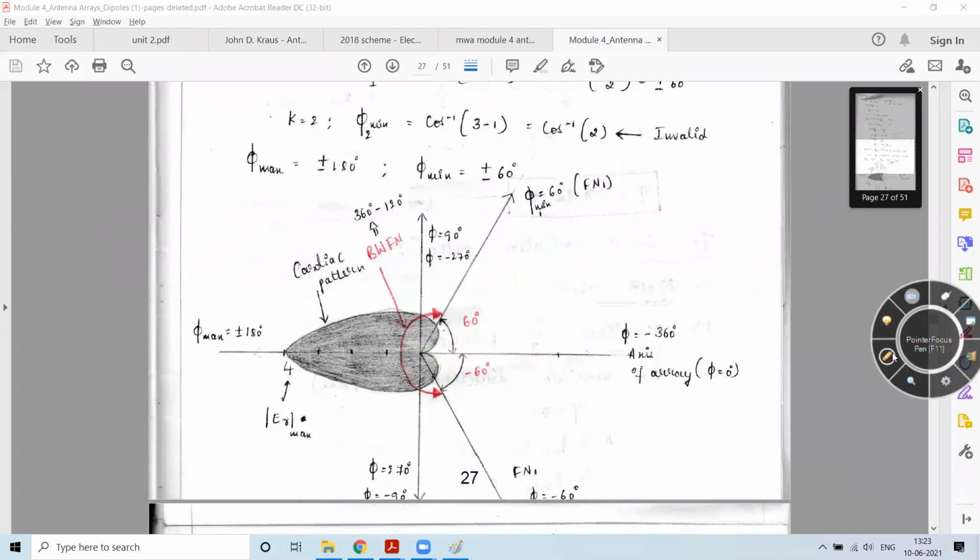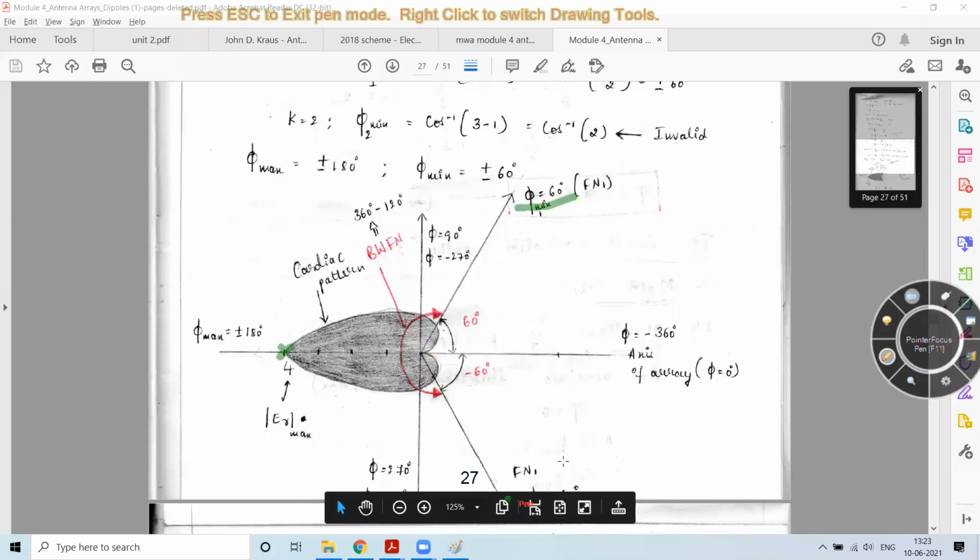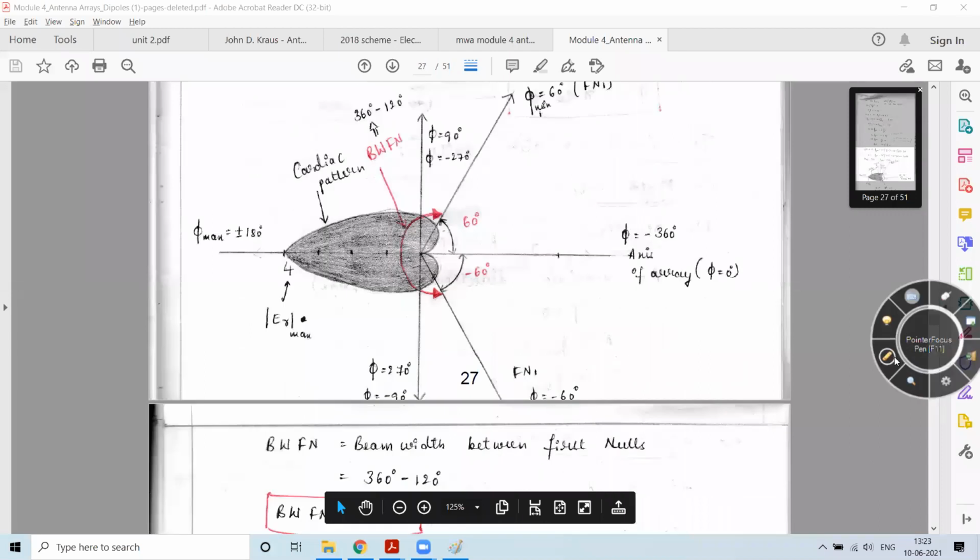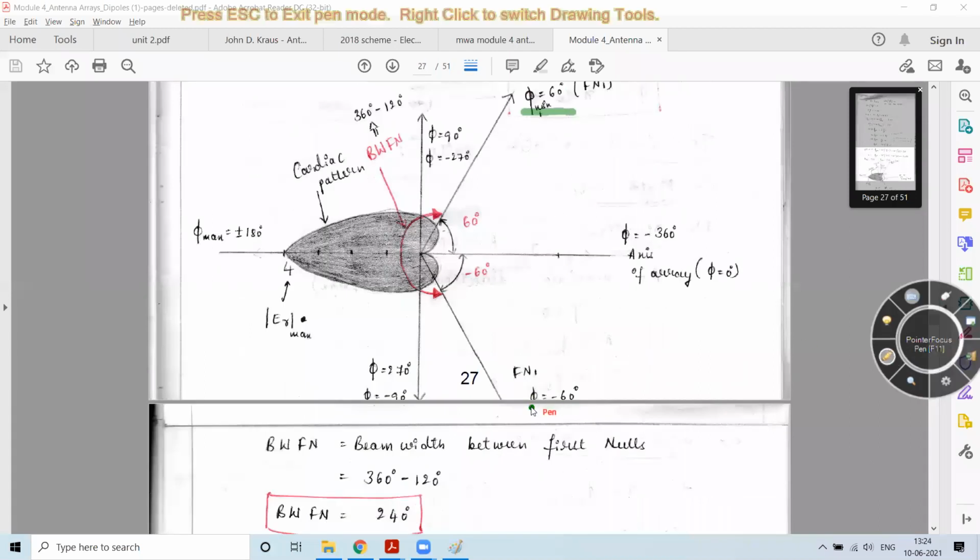Now, how do I obtain the beam width between first nulls? That was the other question. This is the radiation pattern you have plotted, and I want the beam width between first nulls. We have to consider the major lobe always. When we consider the major lobe, we have the first nulls. At any other angle, I'm not having any null. So phi equal to 60 and minus 60, I am having the null. If you measure the angle between these two, considering the major lobe, you will have the beam width between the first nulls.